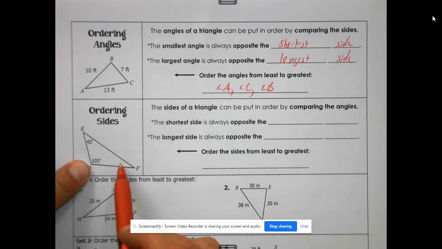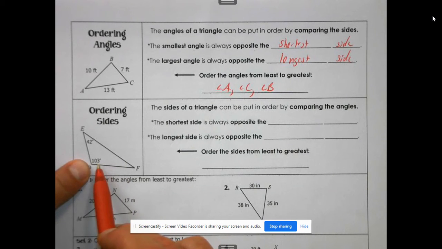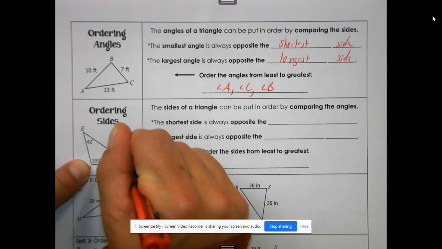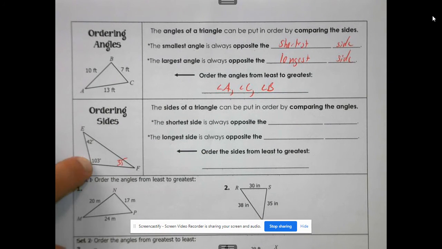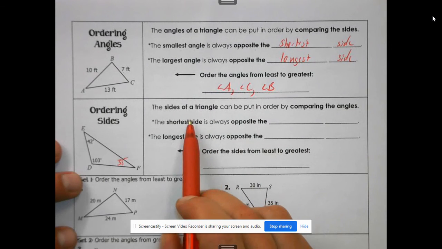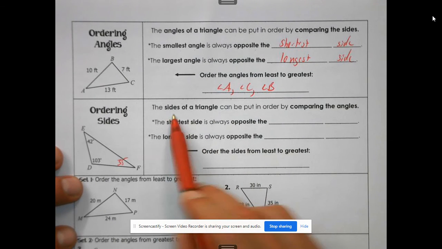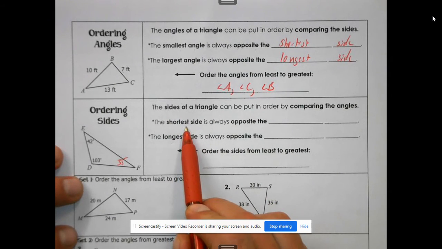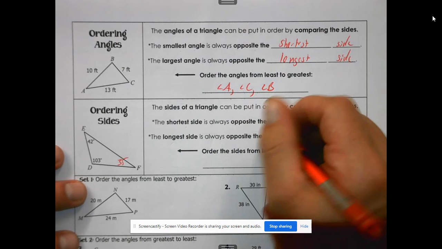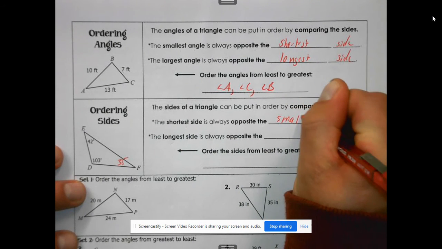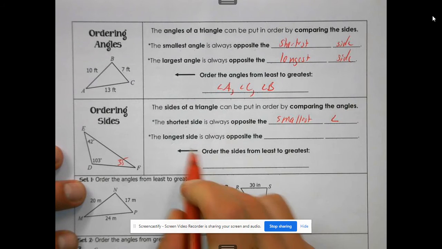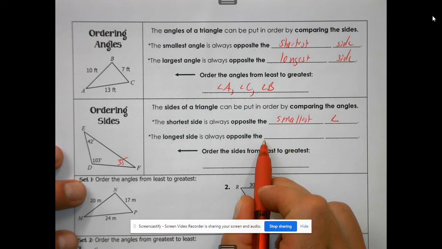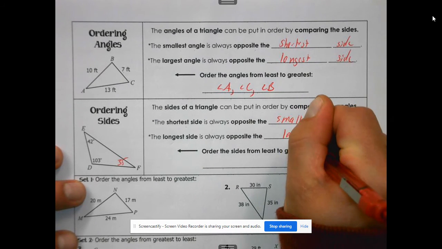Ordering sides, same concept here. Real quick to find this missing angle over here, 103 and 42 is 145. 180 minus 145 is 35. All right. The sides of a triangle can be put in order by comparing the angles. The shortest side is always opposite the smallest angle. The longest side is always opposite the largest angle.